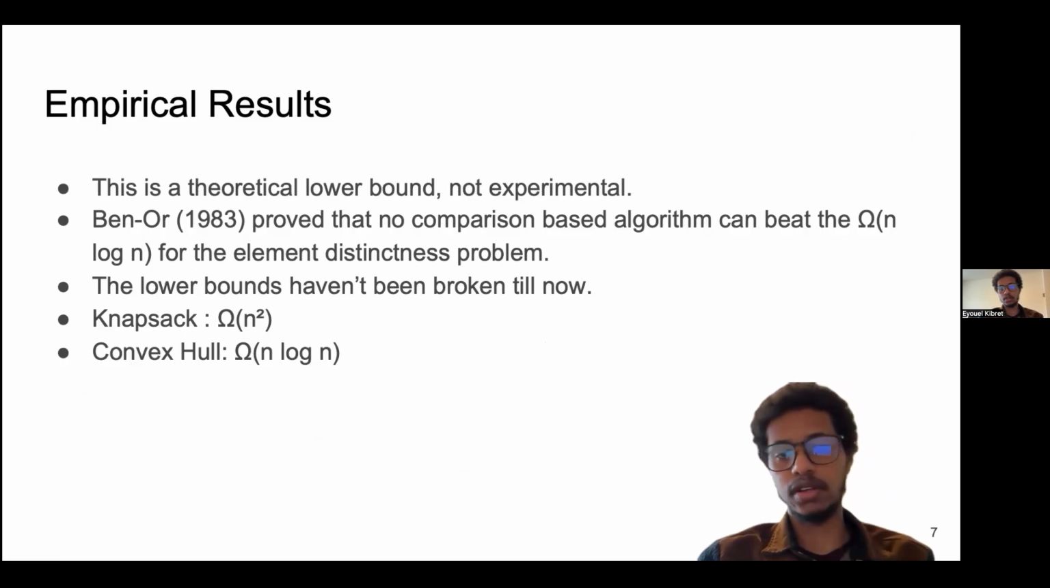So this is theoretical. Lorentz, it was purely experimental. Ben-Or, also in 1983, proved that any comparison-based algorithm cannot beat the omega n log n lower bound for the element distinctness problem. Still, this problem has not been optimized beyond that point, so this theorem still holds to this day. Also, Steele and Yao showed that for the knapsack problem, the lower bound is omega of n squared, and for the convex hull problem, they showed that the lower bound is omega of n log n.